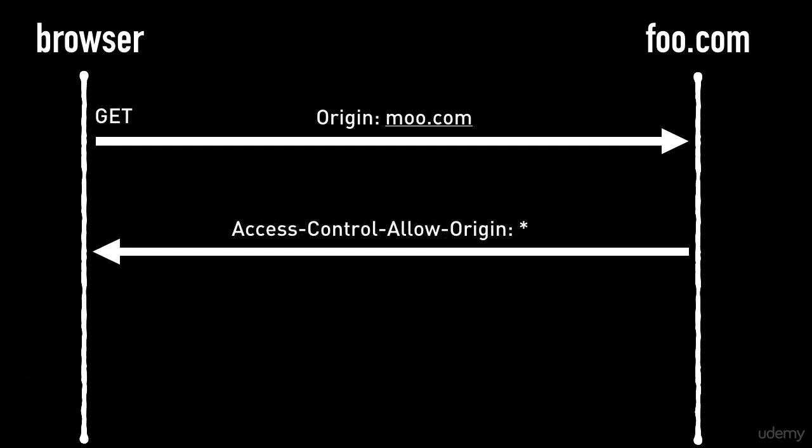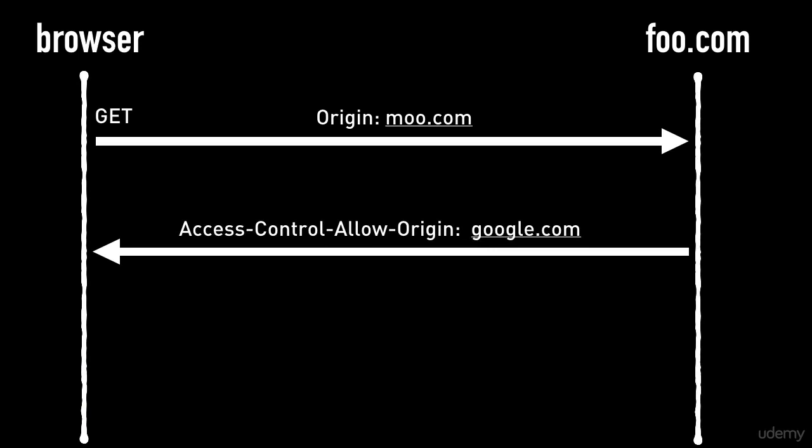Now, as well as just passing back the same domain as the origin, the server could also pass back a star. And this means, hey, I'm foo.com, I don't really care who's using my API, everybody's allowed. So if it's star, again, the browser will go, okay, that's fine, I'm going to let that through.